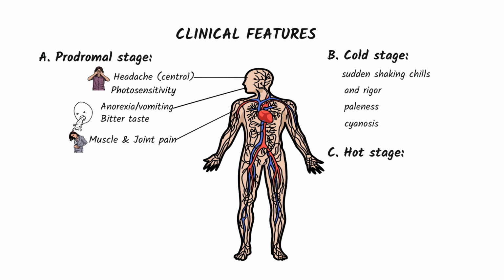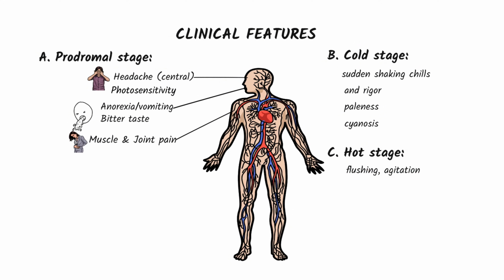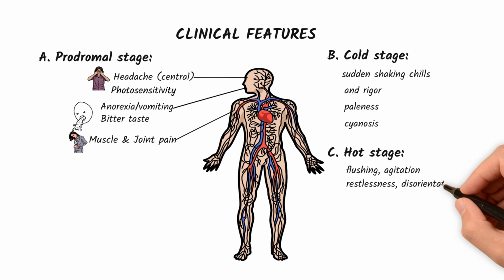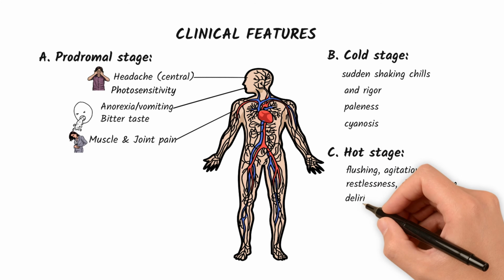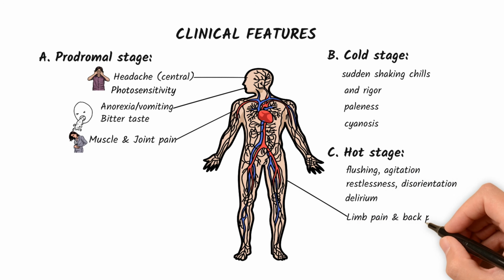Hot stage, the febrile peak. This is the phase of maximum systemic overload and peak temperature. Symptoms include noticeable flushing, reddening of the skin, marked agitation and restlessness, and signs of central nervous system disturbance like disorientation or delirium, which is a critical warning sign in children, including severe limb or back pain.